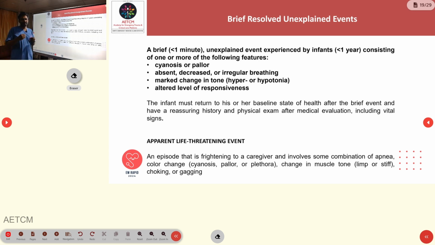The next definition is for apparent life threatening event. This was the earlier used term for the BRUE, that was a crude term and not so well defined. That is, the definition is an episode that is frightening to the caregiver and also involves some combination of apnea, color change, and also changes in muscle tone and choking and gagging.